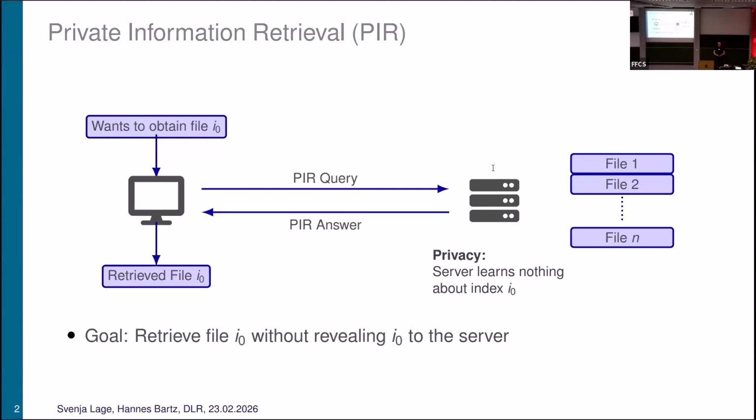But now it's private information retrieval, namely we want to hide the index of the file from the server. So the server should not learn anything about the file that I'm actually requesting. And you could think about several scenarios. For example, if you have a search database, the server shouldn't learn what you're searching, or if you have a storage system, you don't want the server to learn something about the index of the file. So there are several scenarios that can be considered there.